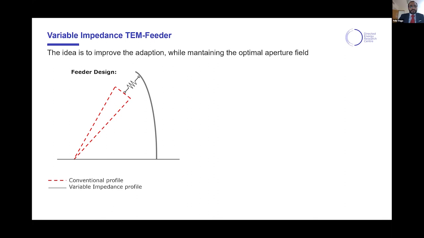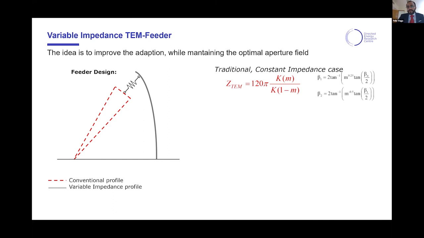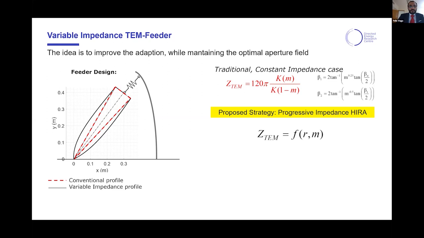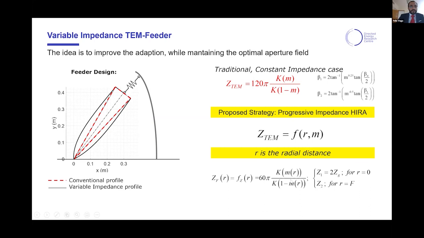So you see here the traditional feeder design, with the equations for the impedance of the traditional design. Our proposed strategy is to have a progressive impedance. Now the impedance is going to be a function of the distance between the focal point and the resistors, basically the radial distance. And now my factor M, which is the key of the whole thing, is going to be a function of the distance between this focal point and this resistor. At the beginning, I want the impedance I need, which is 100 ohms, and at the end, I want the impedance I need, which is 200 ohms, or whatever you need.